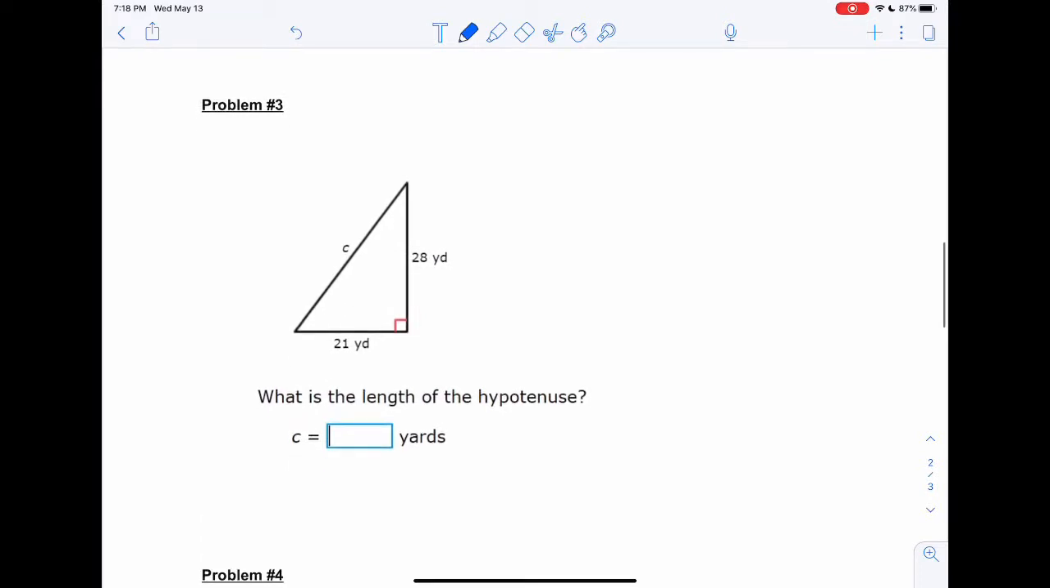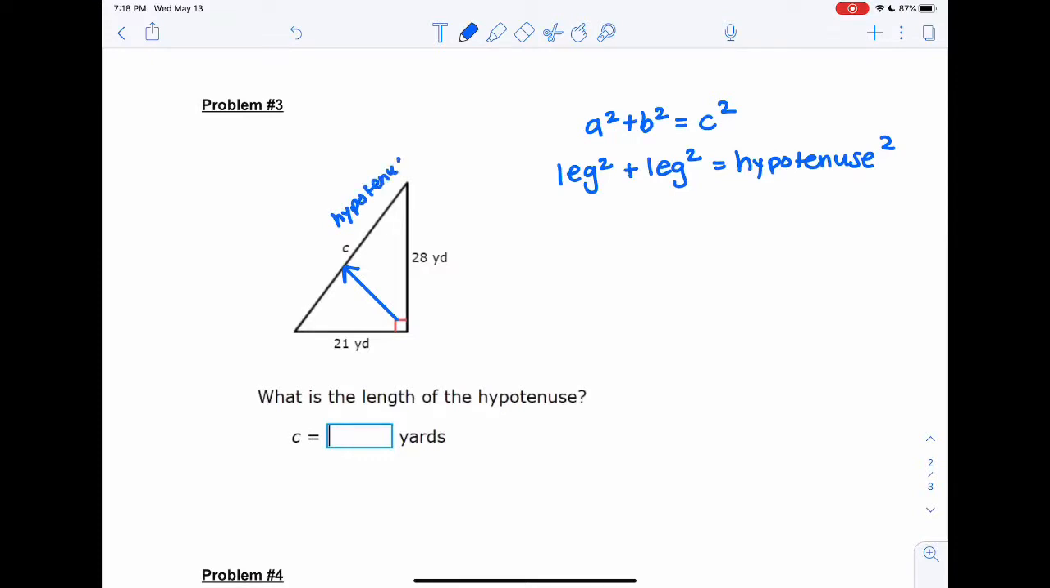So our formula, once again, is a squared plus b squared equals c squared, or leg squared plus leg squared equals hypotenuse squared. My hypotenuse is always across my right angle, and my other sides are the legs. Okay, so now we substitute in 21 squared plus 28 squared equals c squared.